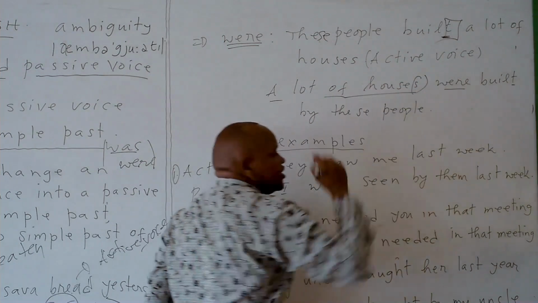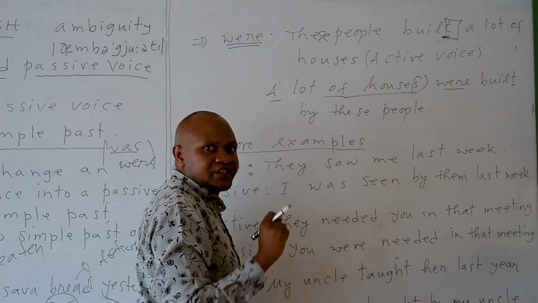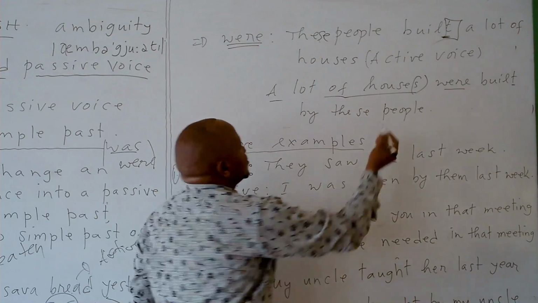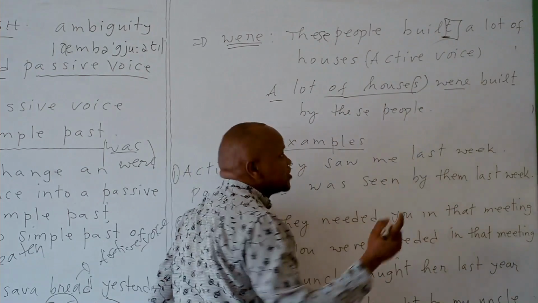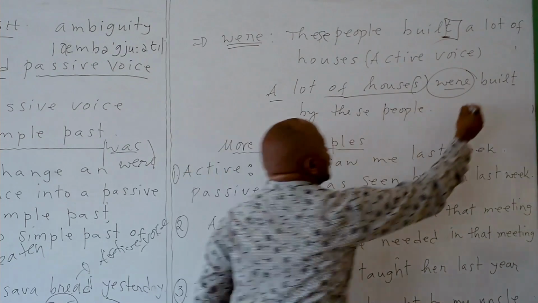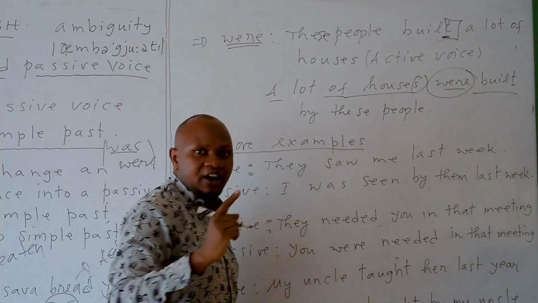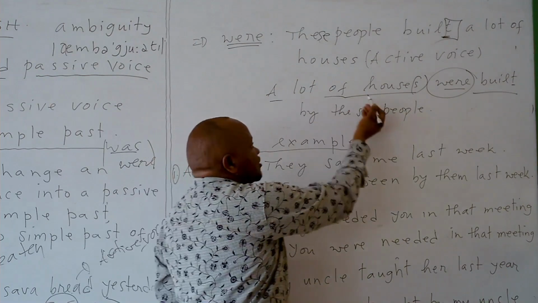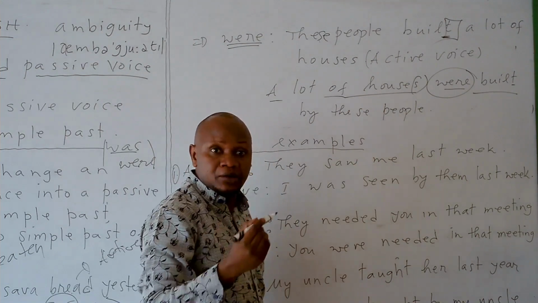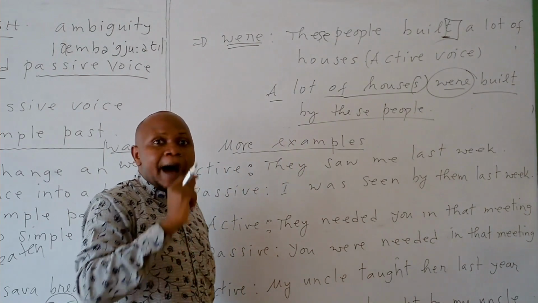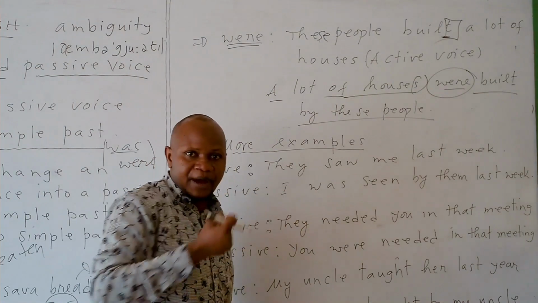Because the word houses is plural, that's why you say a lot of houses were, verb to be in simple past. Then you put the past participle of the verb to build, which is built. Then a lot of houses were built by these people. Do you see that?